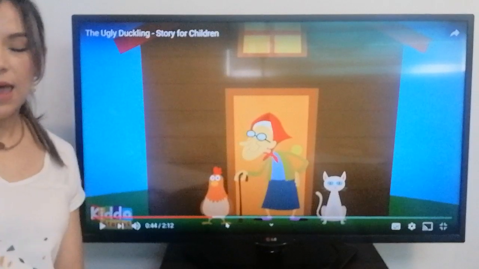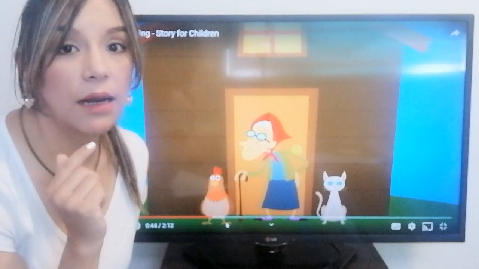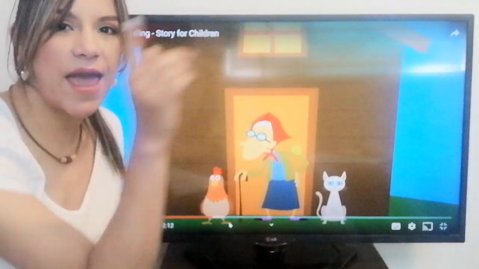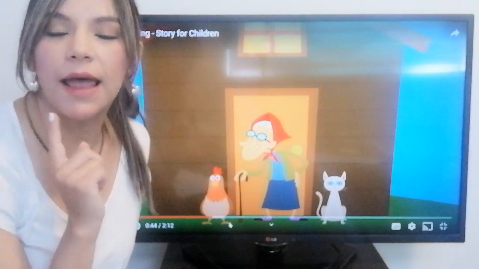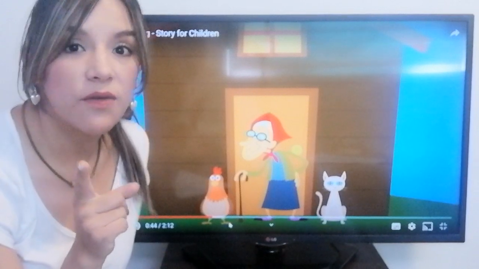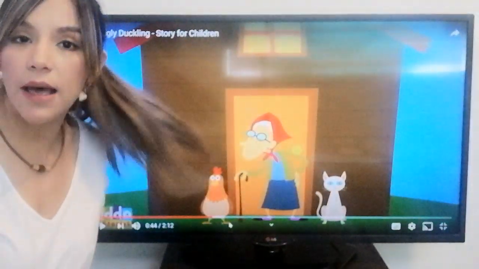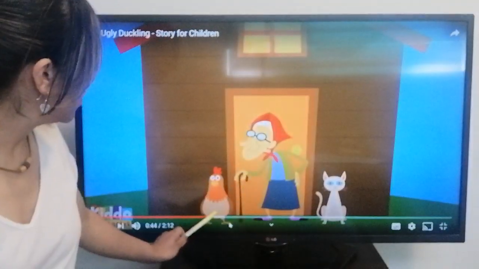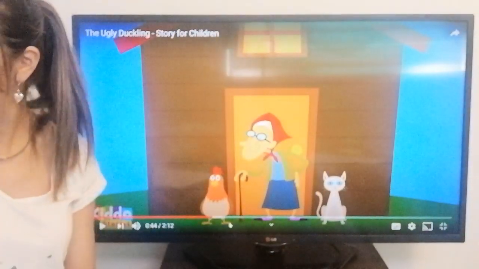Okay, here we have a special detail of the story. Remember that the ugly duckling was so sad that he decided to go far away. Remember what the word far means? Far, lejos. And here you can see the setting of the story. He was in the forest and he left, and he found a little cottage that is like a house in the woods, and there lived the grandma, the hen, and the cat. Let's see. Remember the characters, guys, please.